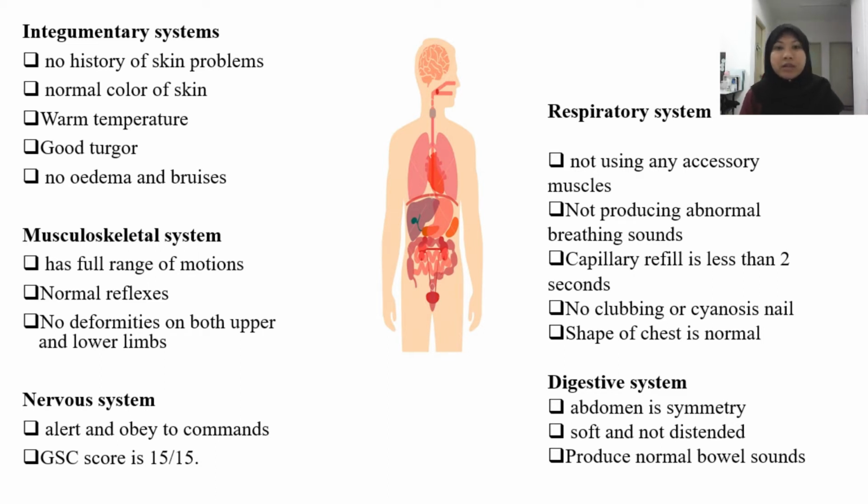For the musculoskeletal system, he has full range of motion and there were no deformities on both upper and lower limbs. He was alert and obeyed commands. His Glasgow Coma Scale score is full, which is 15/15. When he was breathing, he was not using any accessory muscles and not producing abnormal breathing sounds such as wheezing. The capillary refill is less than 2 seconds. There was no clubbing or cyanosis. For the digestive system, his abdomen is symmetrical, soft and not distended, and produced normal bowel sounds.